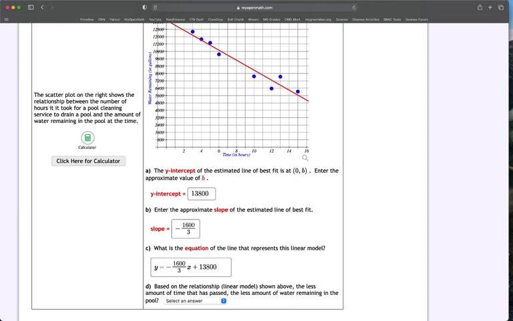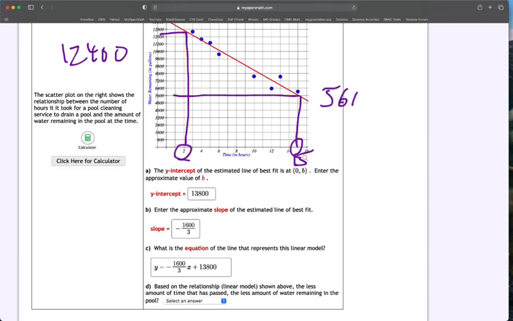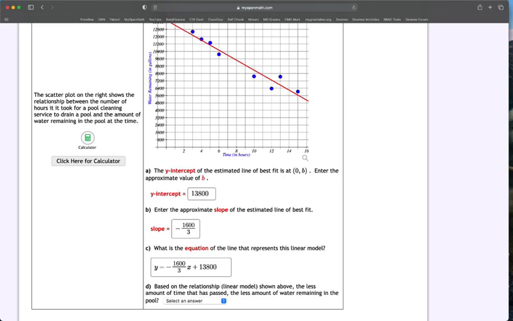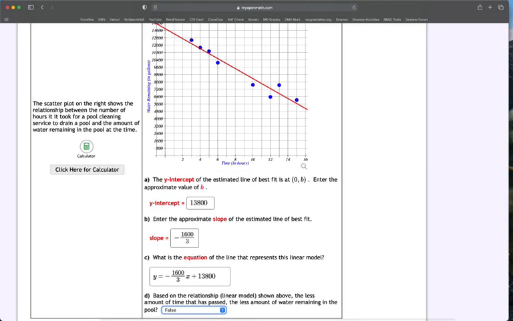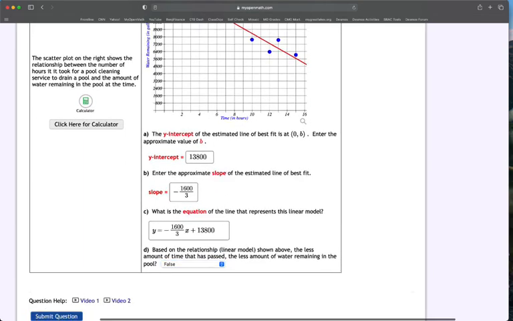Well, you could check it really quickly. At 2 hours, there was around 12,400 gallons in the pool. And over here at 15 hours, there is only 5,600. So the less amount of time, actually, the more water is in the pool. So this is a false statement, and that's a typical wording of some situation that has a negative slope.